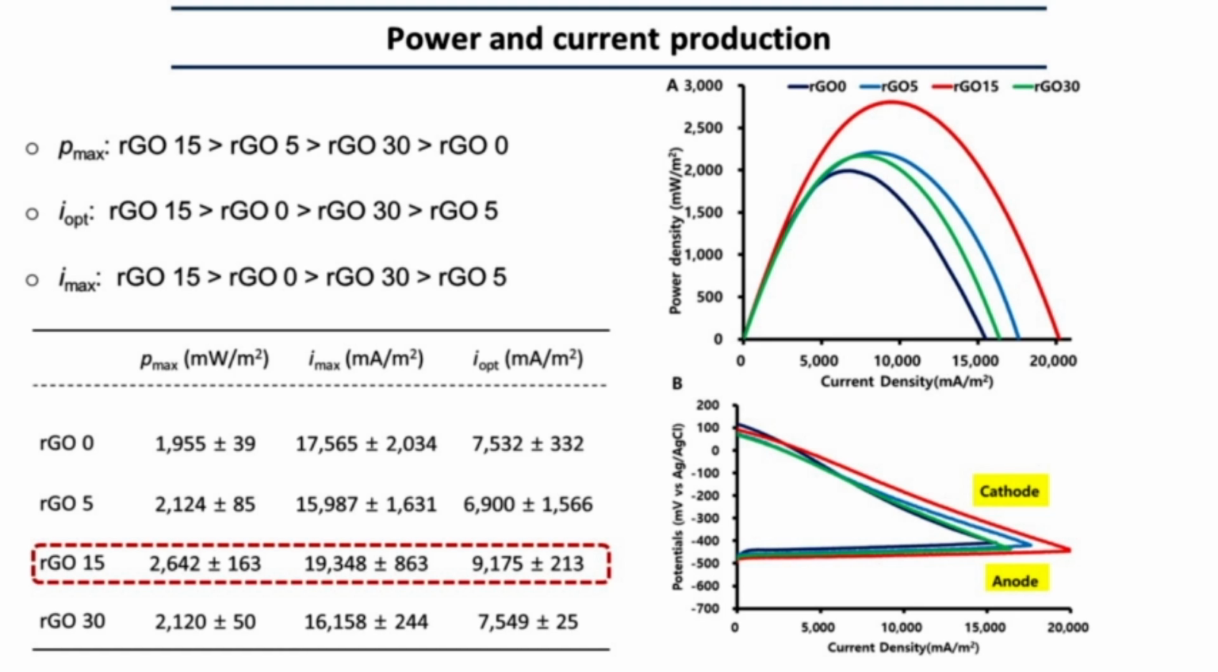Optimum current density was in 9175 mA per square meter for RGO 15, which is 21%, 21% and 32% higher than those of RGO 30, RGO 0 and RGO 5, respectively. Maximum current density was in 19,348 mA per square meter of RGO 15, which is 10%, 19% and 21% higher than those of RGO 0, RGO 30 and RGO 5, respectively.